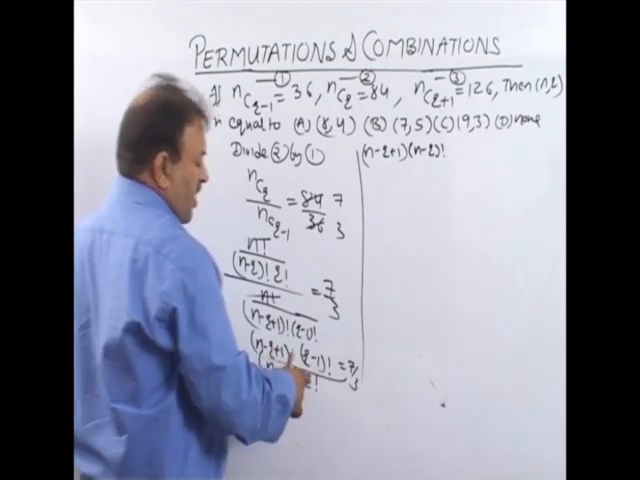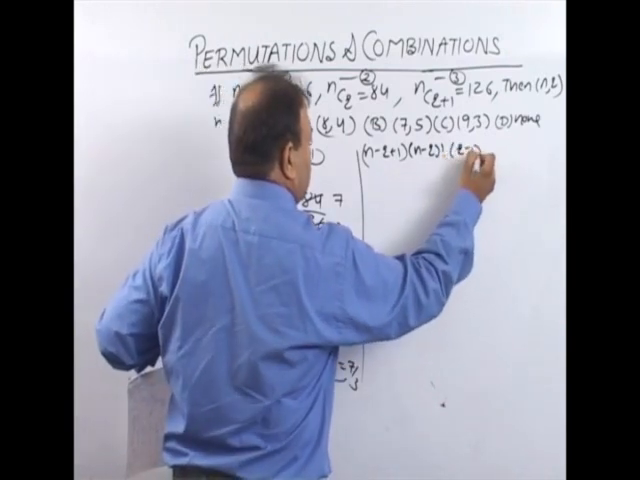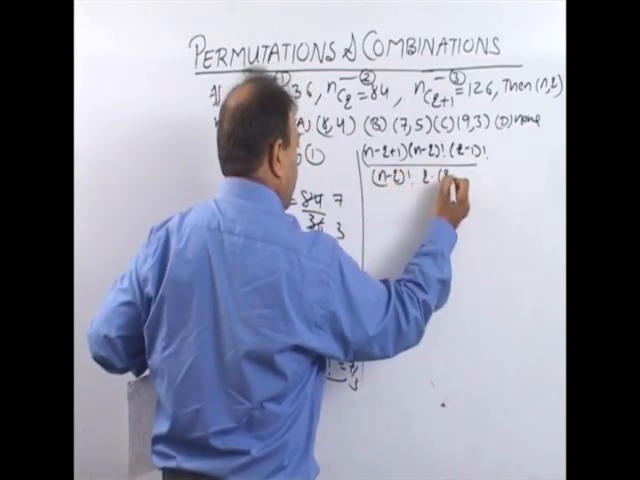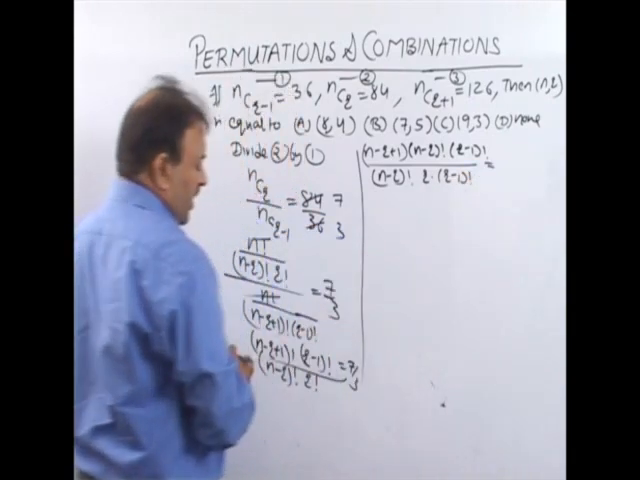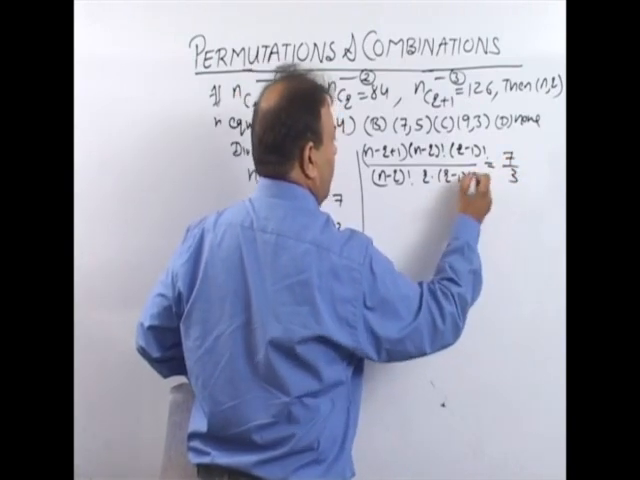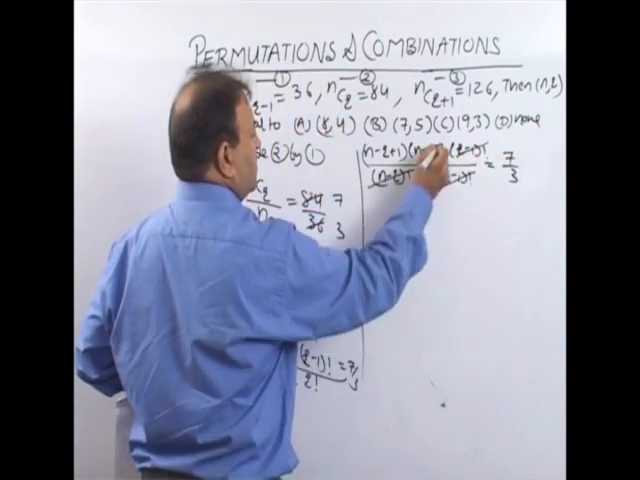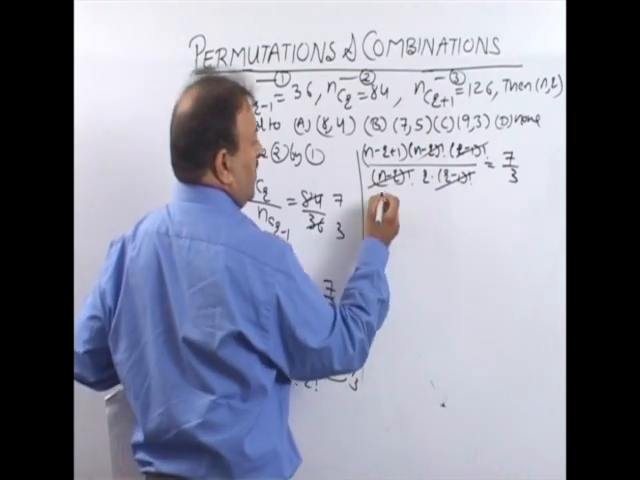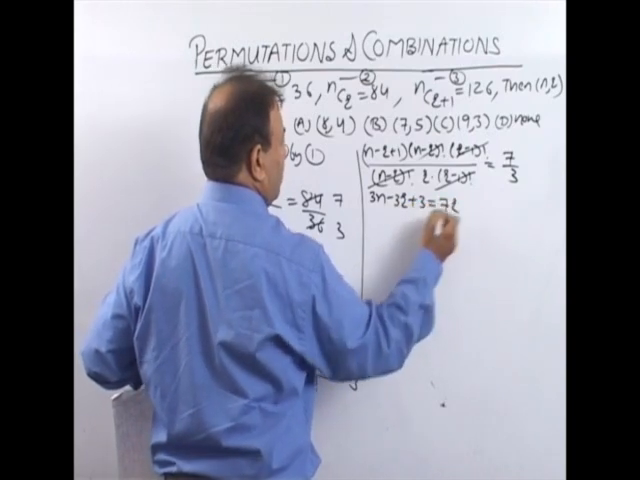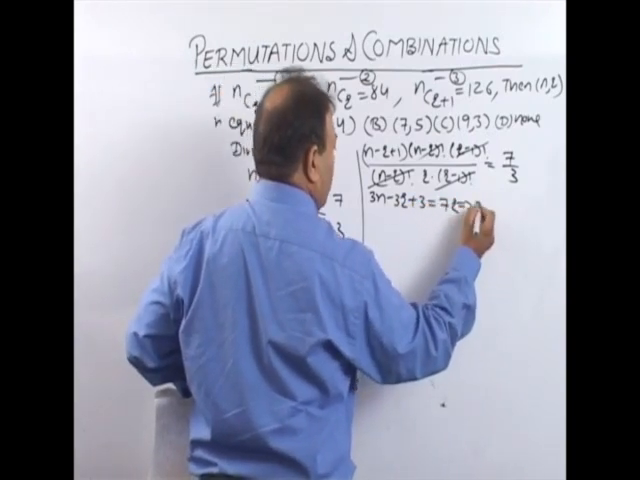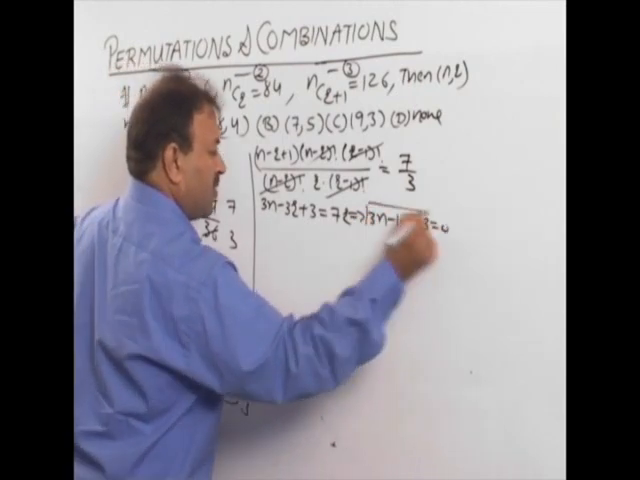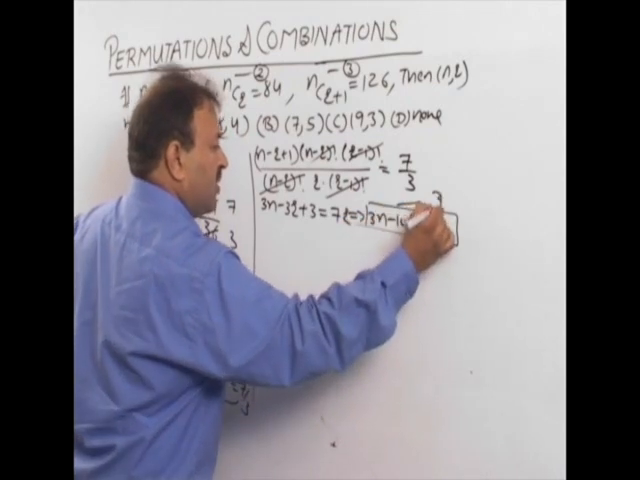r और r minus 1 में r greater है, इसको हम लिख सकते हैं r into r minus 1 factorial. That means greater वाले को shorter वाले की फॉर्म में लेके आना है. It is 7 by 3. This will be cancelled out, n minus r cancel out. On cross multiplying we got 3n minus 3r plus 3 is equal to 7r, and we got 3n minus 10r plus 3 is equal to 0. This is the equation number 4, we got it.